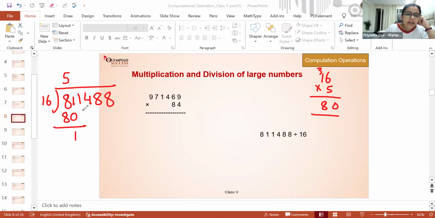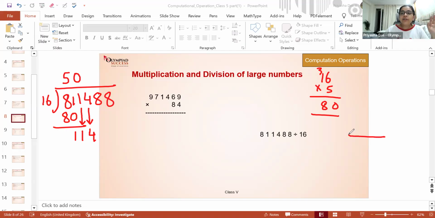This gives me a 1. Now, if I bring down 1, understand this part. Many of you made a mistake here. If I bring down 1, 11 is still less than 16. So it's not sufficient. Now, do not make the mistake of not doing anything. Please write a 0 here and bring the 4 down as well.